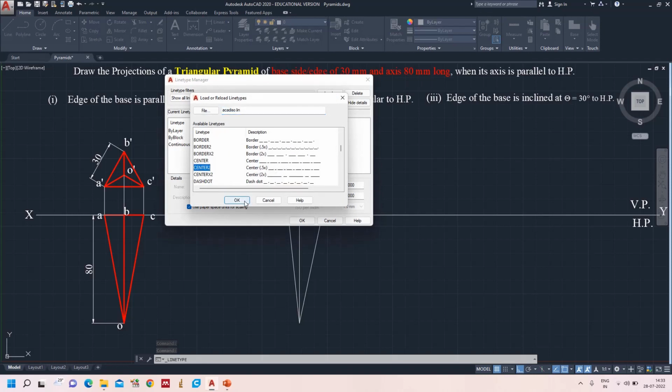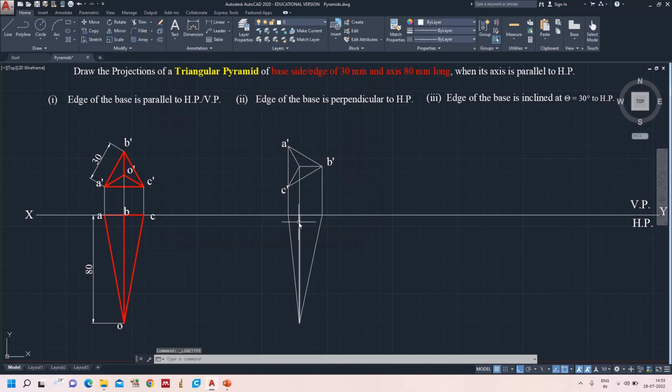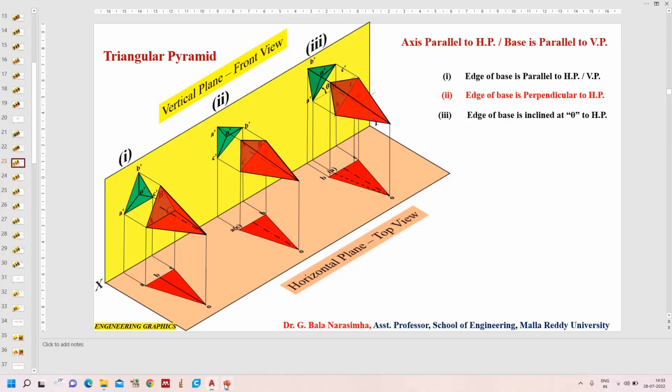So to represent the axis, I am loading the line type other, load, I prefer center 2. Okay, now this is the base. First I will give the visible edges at first. All these are visible. Okay, 0.35. And this represents the axis. So I am giving the center 2 line as well as color. Yes, perfect. You can see the same here.